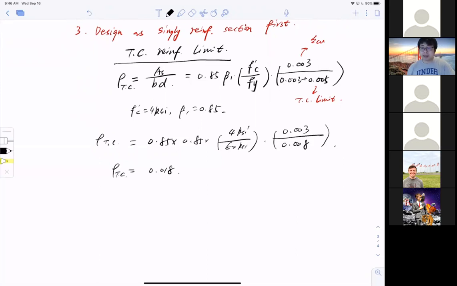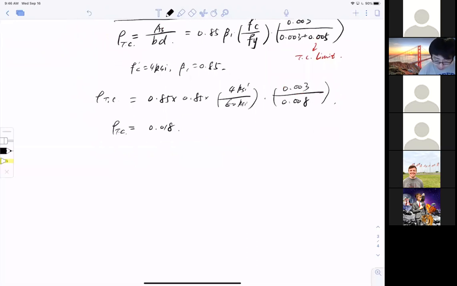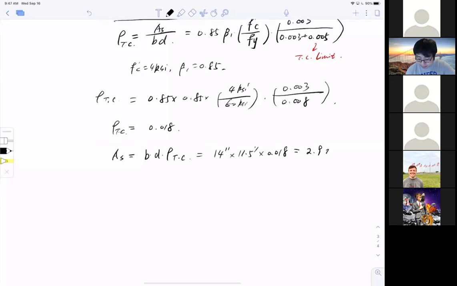Okay. So this is the tension control reinforcement ratio. Once I have this ratio, I'm going to convert to reinforcement area: As equals b d multiplied by rho TC. B is 14 inches, and what is my depth? 11.5 inches, and 0.018 is the ratio. So that is the area, and I got 2.9 inch squared.